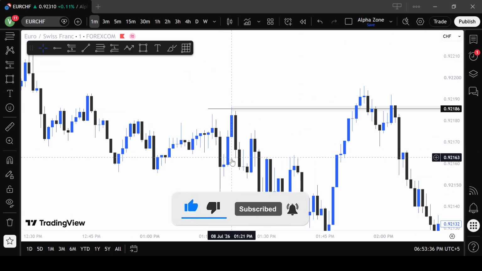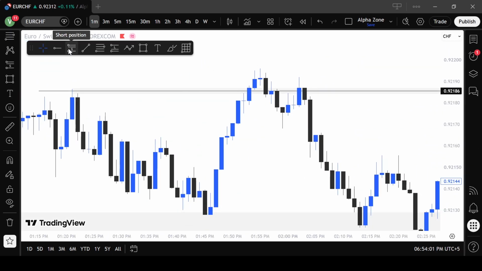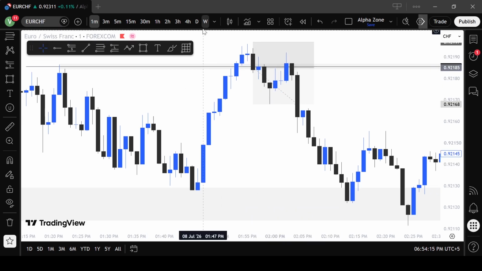So I waited patiently for confirmation. As soon as the market swept this liquidity zone, I took a short entry because all the confirmations were aligned, the 4-hour bias and everything. So that's why I took a short position from here and my TP was hit.